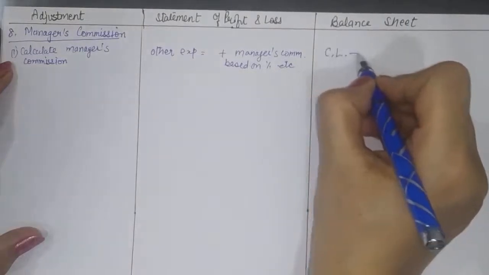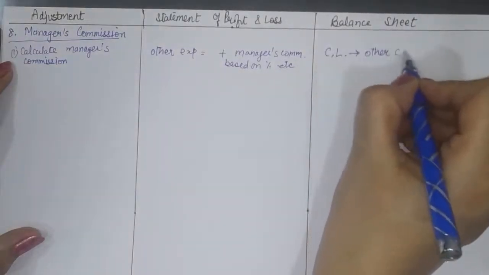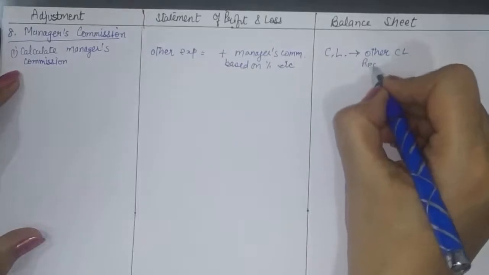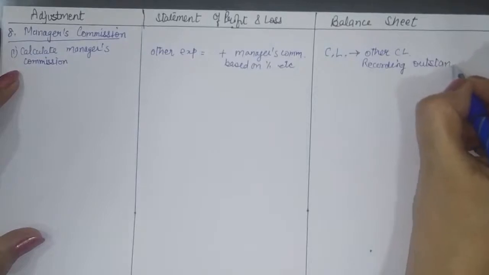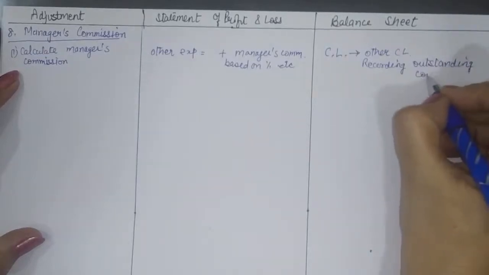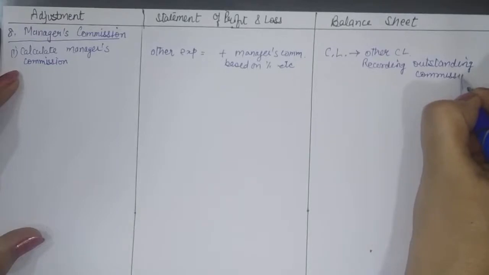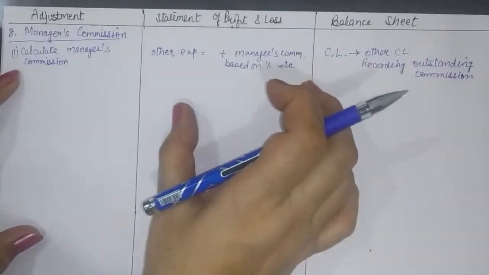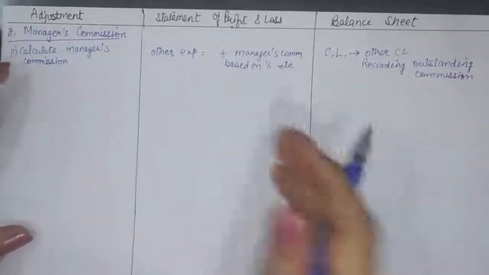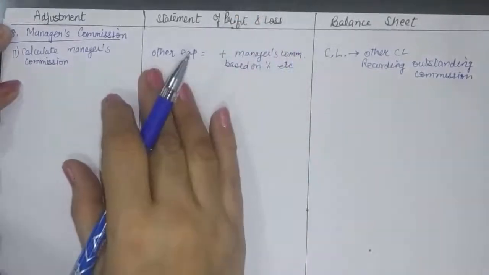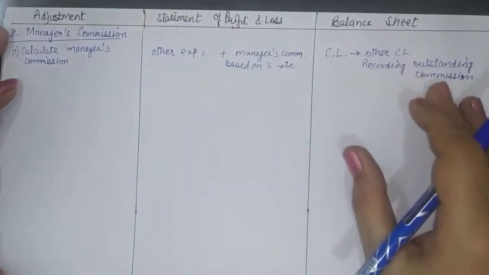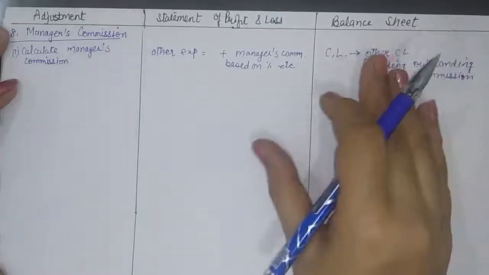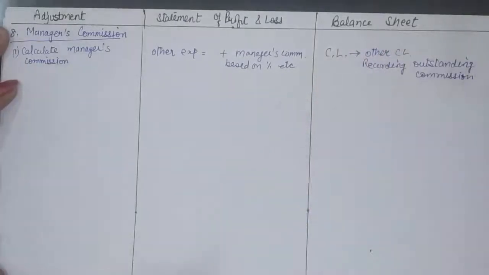So in the balance sheet, in the category current liabilities, under other current liabilities, you will be recording outstanding commission of the manager or MD. Right? So the actual expenditure based on the percentage or as the amount given will come under statement under other expenses. Compare it with the payment actually made, which is shown in the trial balance, and you will be getting outstanding commission, which will be covered in other current liabilities under the main heading current liabilities.